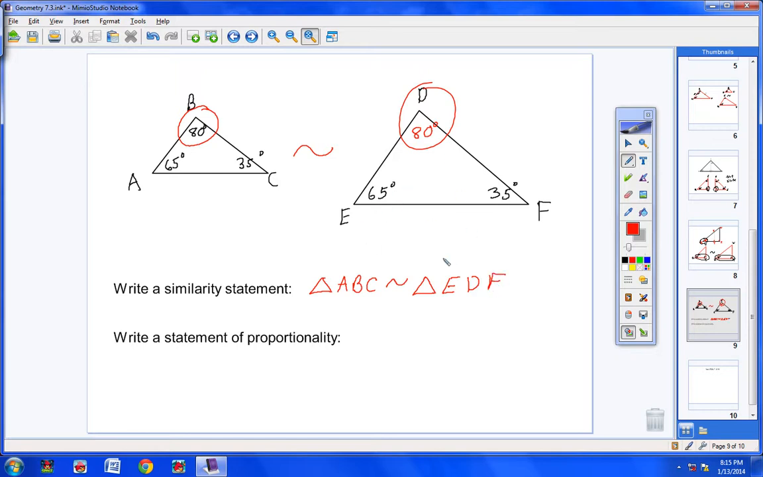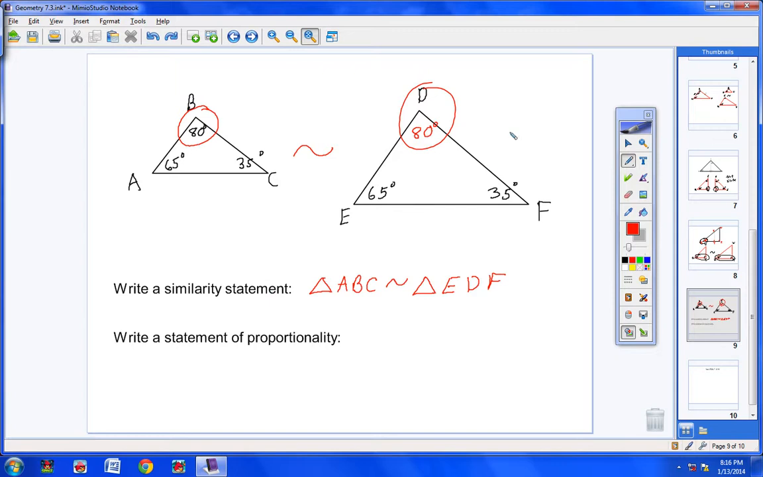So there, I did it. I wrote a similarity statement. I hope you're going to be able to do that in the quiz tomorrow. Okay? So once I knew that these two triangles were similar, I then knew that I could write a similarity statement. Okay? Now let's write a statement of proportionality.